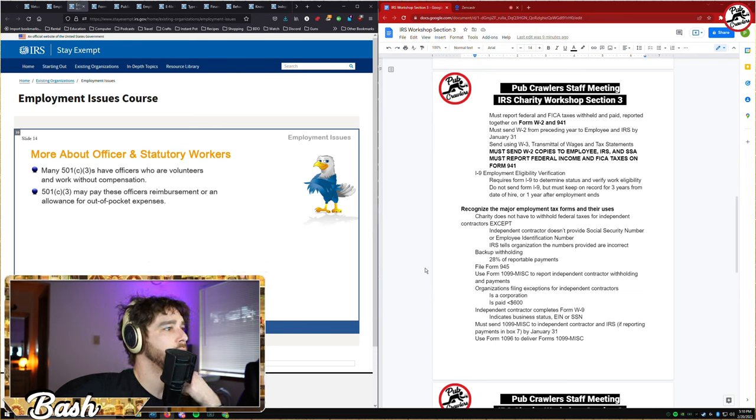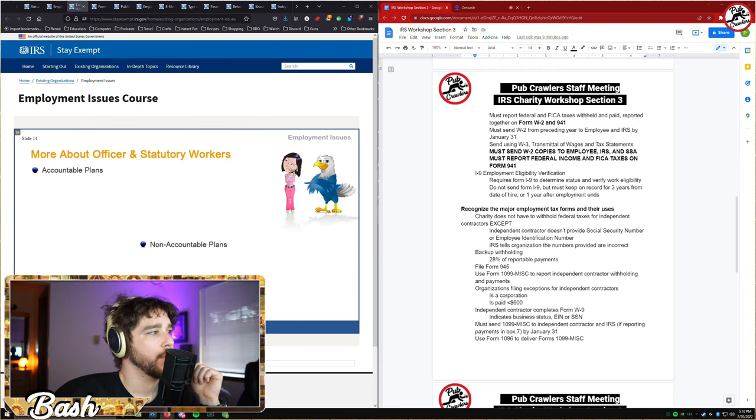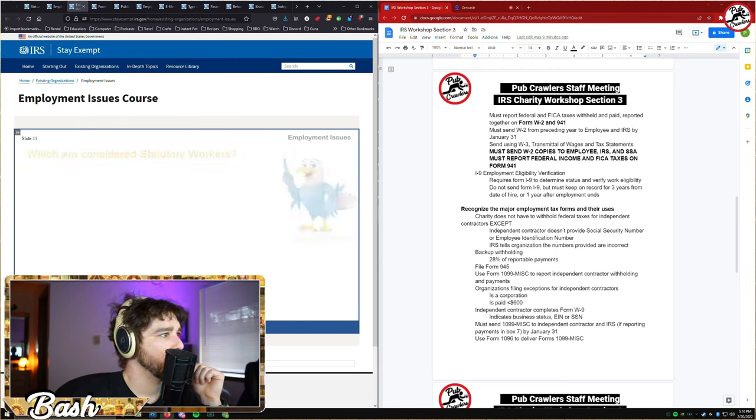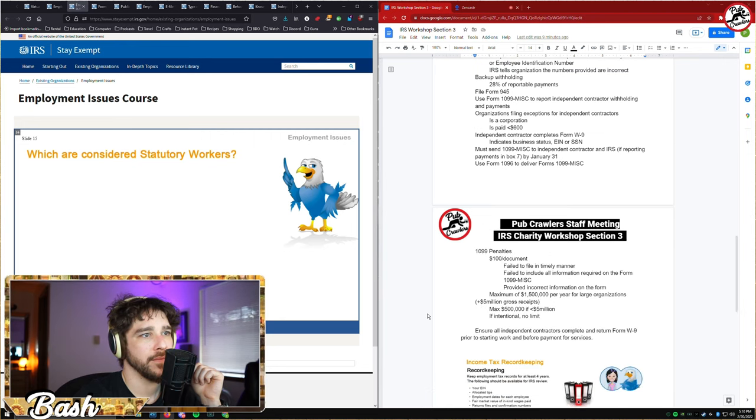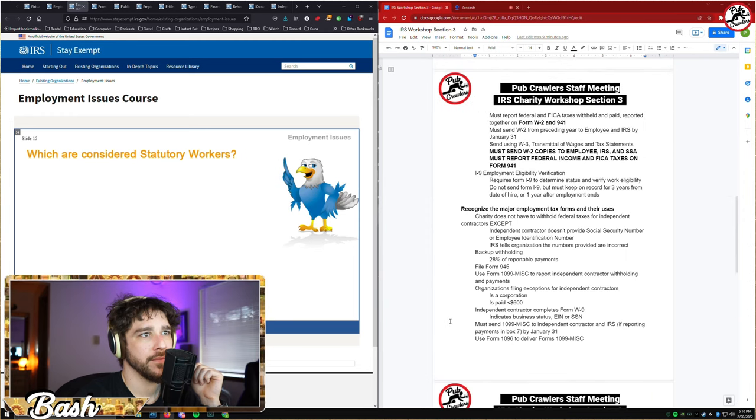There are two methods your organization may use to pay and account for these reimbursements and allowances, the accountable and non-accountable methods. Each is treated differently for tax purposes. Can you give me an example of the difference? Sure. Workers categorized as independent contractors, not as employees, may also fall under the subsection of statutory employees. The following are considered statutory employees.